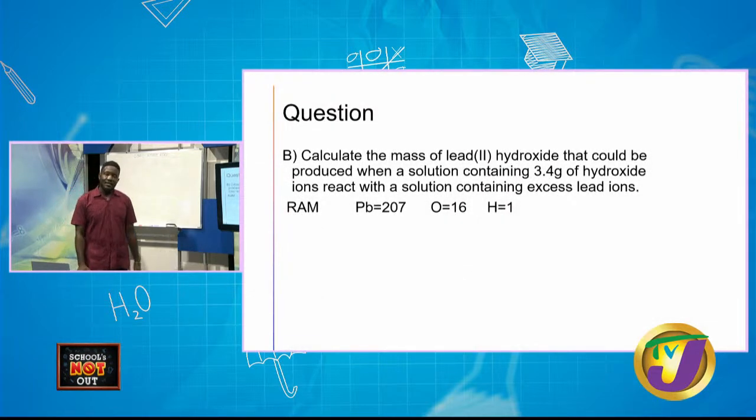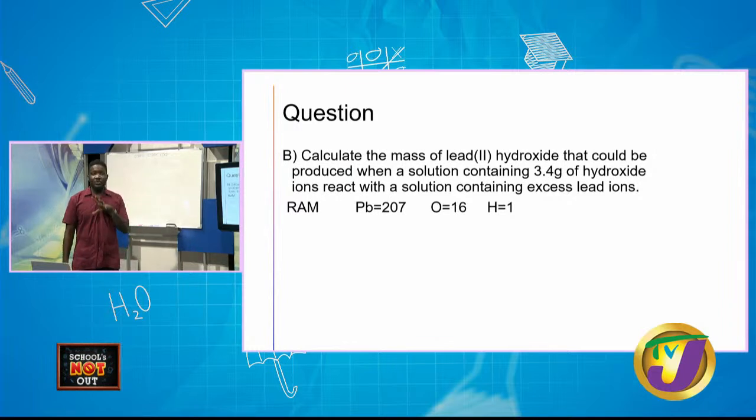It says to calculate the mass of lead(II) hydroxide that will be produced when a solution containing 3.4 grams of hydroxide ions reacts with a solution containing excess lead ions. Now, I realize that sometimes persons get these long questions, their body starts stressing out, they start sweating. But what they need to do is just take it step by step.